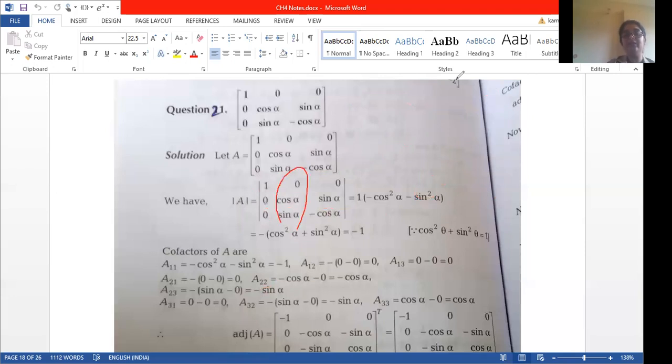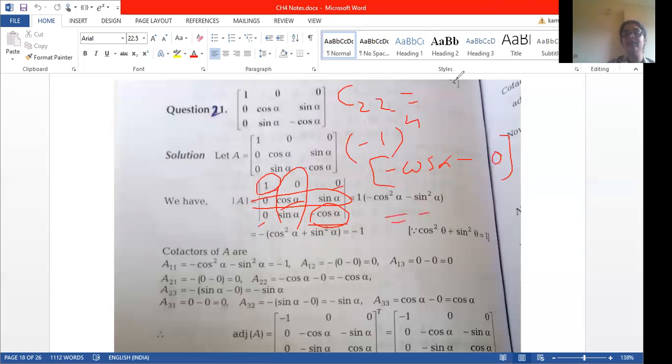Just see, instead of minus cos alpha, I have taken cos alpha. Cos alpha lies in this column and in this row. Clear? It was 1 into minus cos alpha, I have taken it as cos alpha, that's why we have written it wrong. So again, C22 is equal to minus 1 to the power of 2 plus 2, that is 4, times 1 into minus cos alpha minus 0 into 0, that is 0. So this will be equal to minus cos alpha. So your A22 value is minus cos alpha.